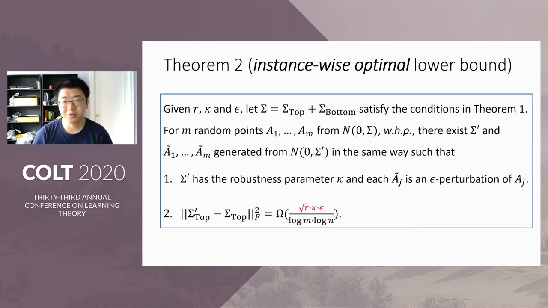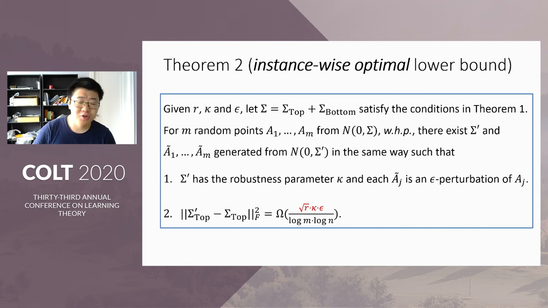Next, let us discuss the lower bound, which is an instance-wise optimal construction. Given the rank r, the robustness parameter kappa, the perturbation epsilon, and sigma, let sigma satisfy the conditions in the previous theorem. For m random points generated from a Gaussian with covariance sigma, with high probability, there exists another covariance matrix sigma prime, and perturbations a1 tilde to am tilde generated from this new covariance matrix in the same way, such that sigma prime has robustness parameter kappa, and each perturbation a tilde j is an epsilon L infinity perturbation of the original data.